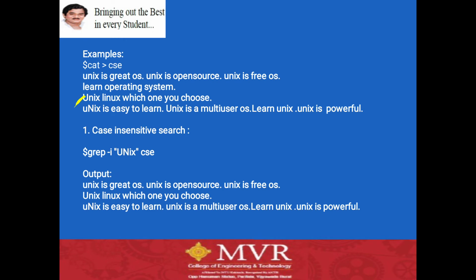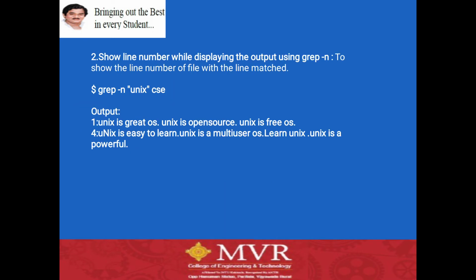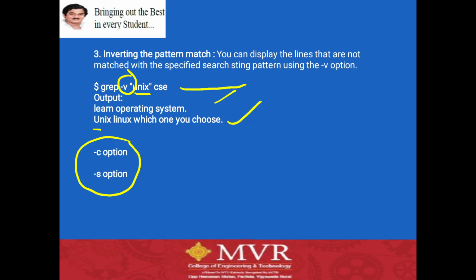Hope you have understood what grep is, how we can use grep with all options, that is minus i for case sensitivity, then minus n for displaying lines with numbers, and then the verbose option, that is v, which displays lines that don't match the given pattern. So in this way you can use the grep command.